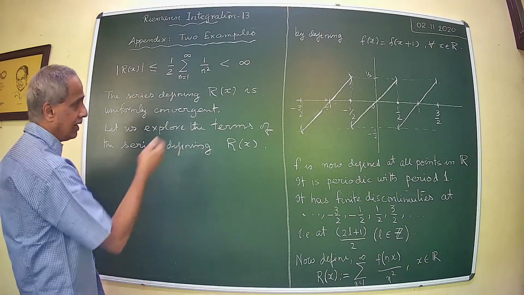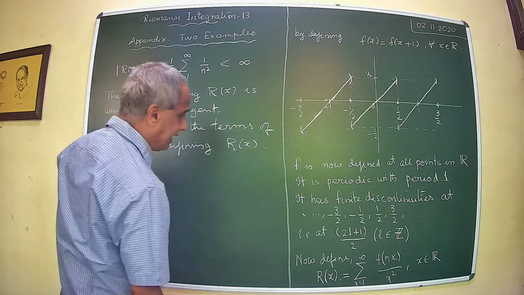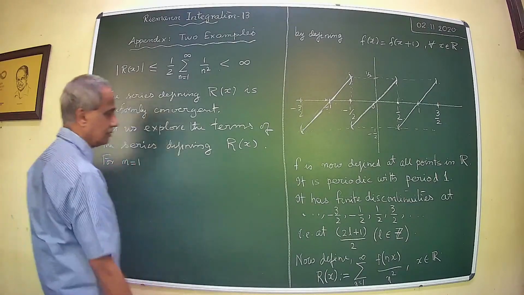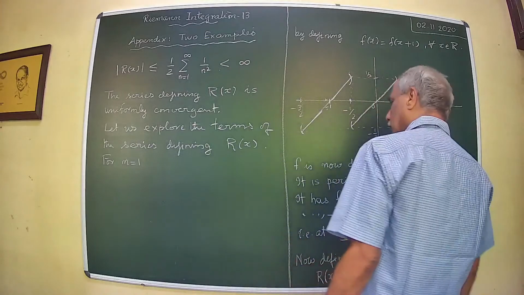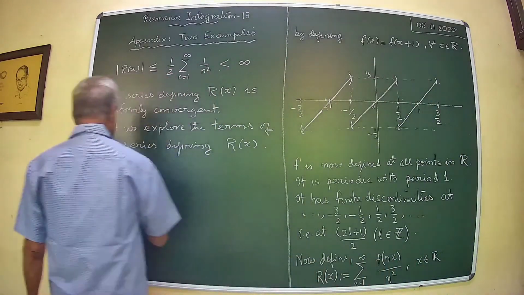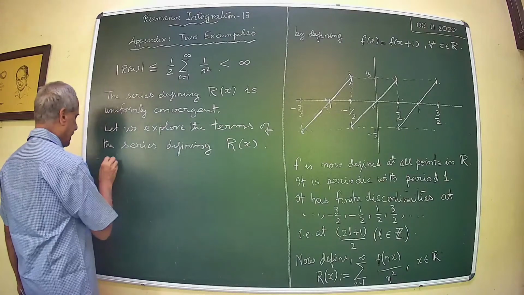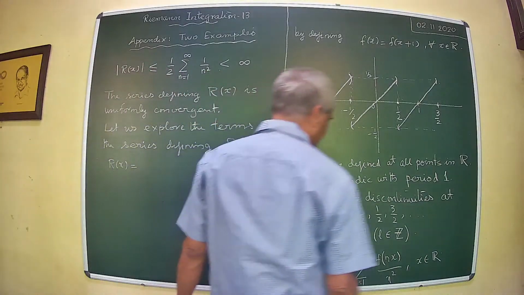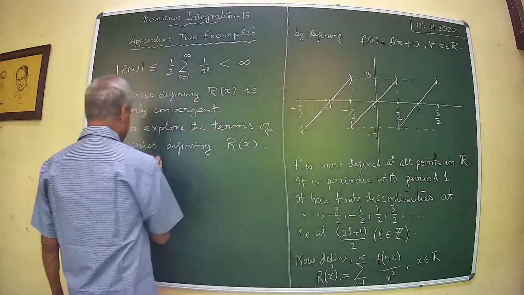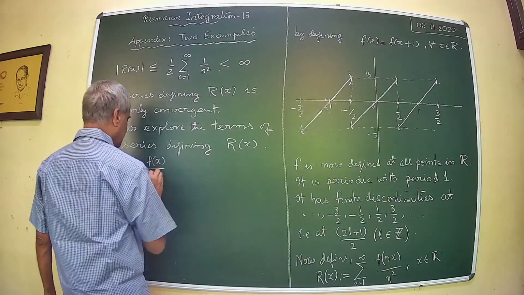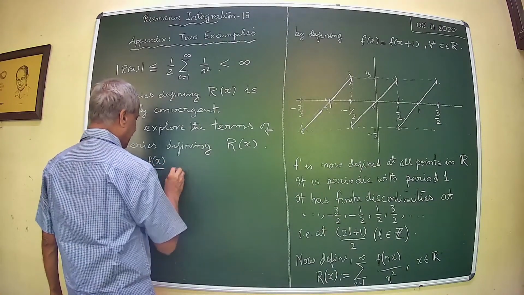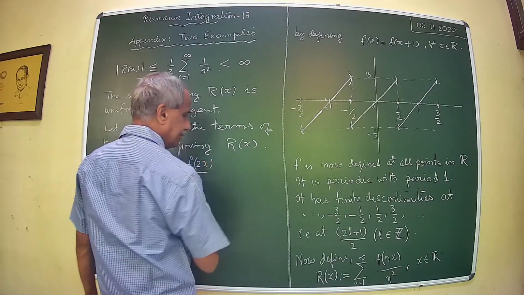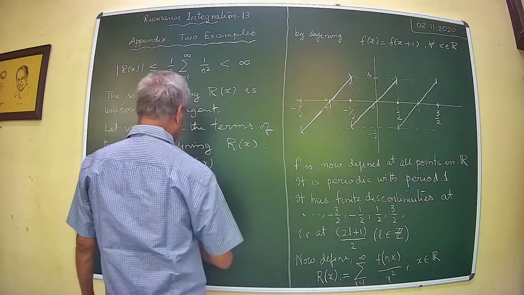See the case for n equal to 1. For n equal to 1, let me just write down the terms. So R(x) is equal to, what is the first term? The first term is going to be f(x) by 1, plus then f(2x) by 2 squared.